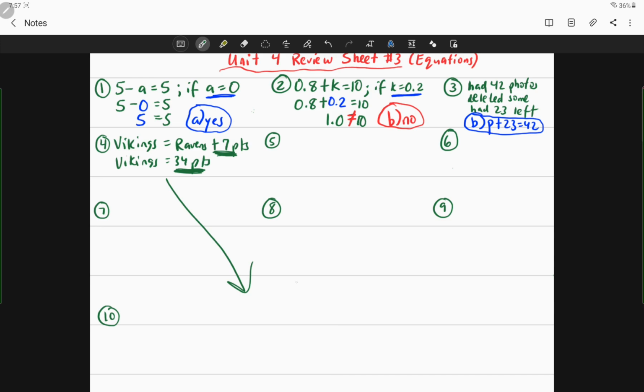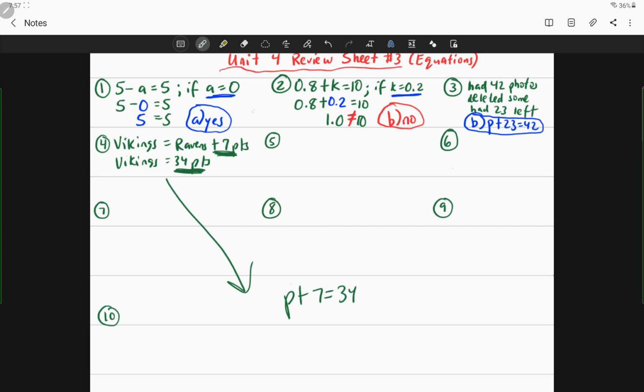choice D. So choice D, similar. But again, you know that can't be right because it's saying plus 34. So Ravens did not score 34 points more than the Vikings. And if you solve this one, which we haven't really gotten into yet officially, you're going to get a negative number. And in sports, or in football specifically, you cannot have a negative amount of points. So that doesn't work either.